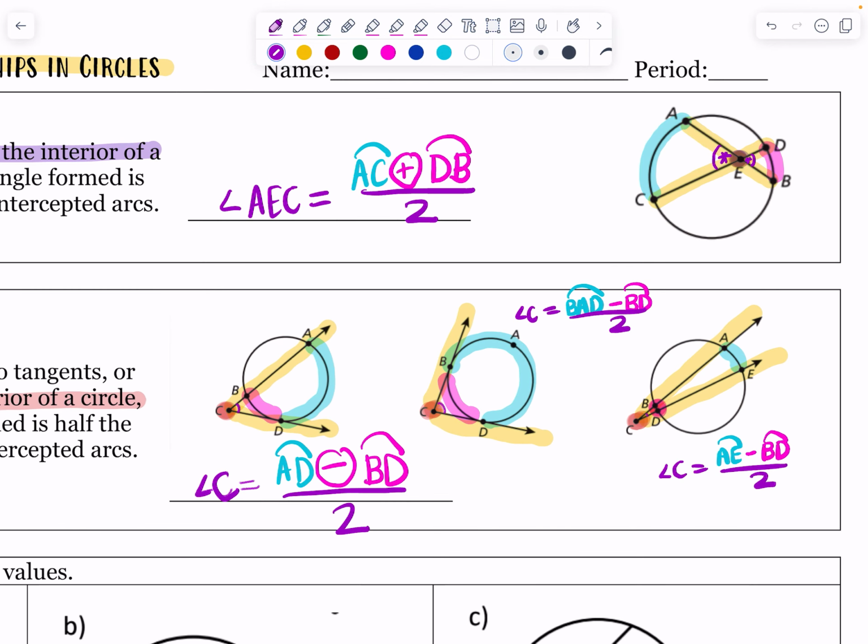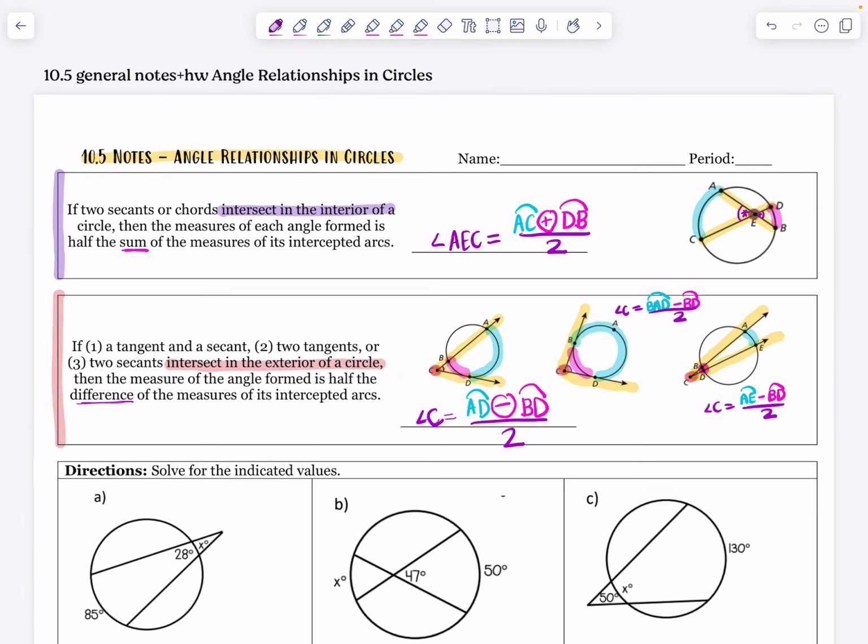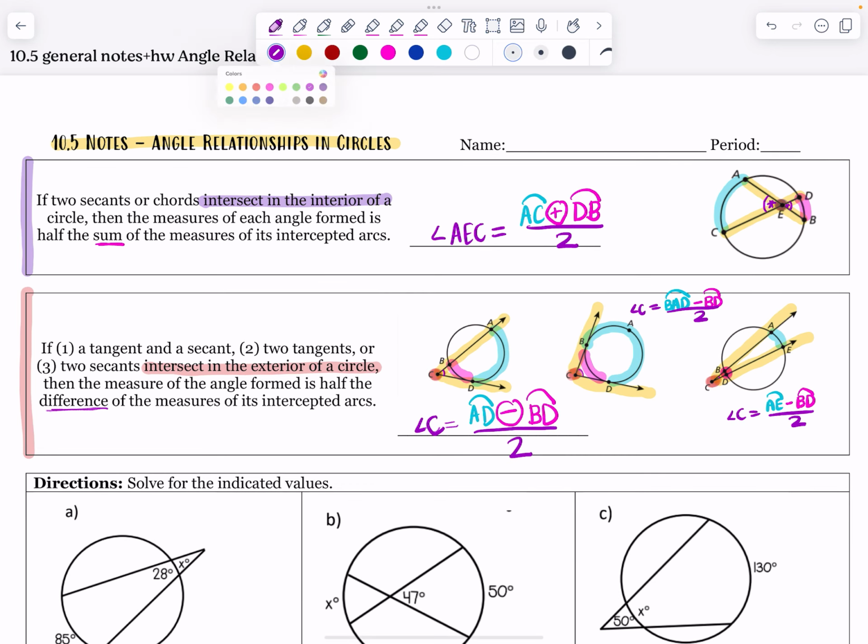So you're always doing the bigger intercepted arc minus the smaller intercepted arc divided by 2. A silly way that helps me remember this is that whenever you have this interior intersection, it kind of looks like a plus symbol if you turn your head sideways. Whereas if you're looking at this next one, every single one of these looks like a minus symbol.